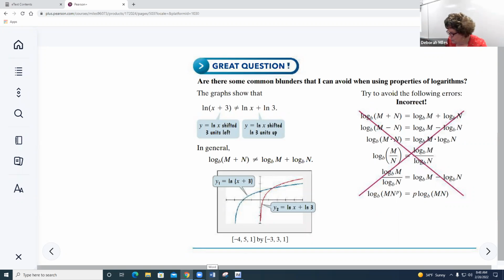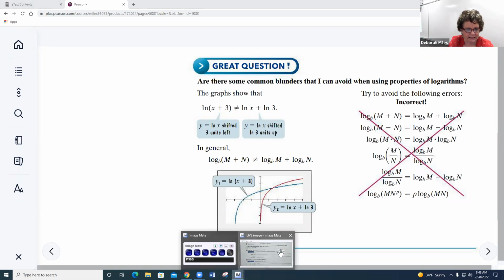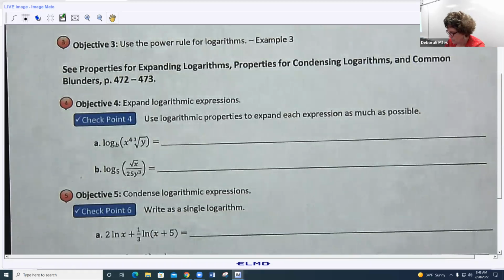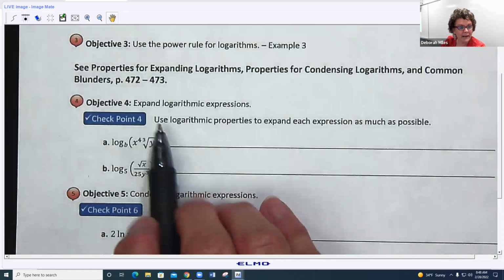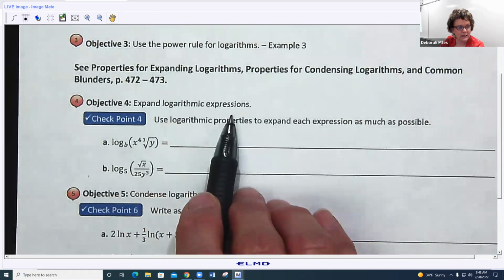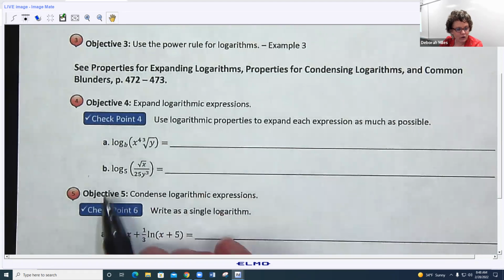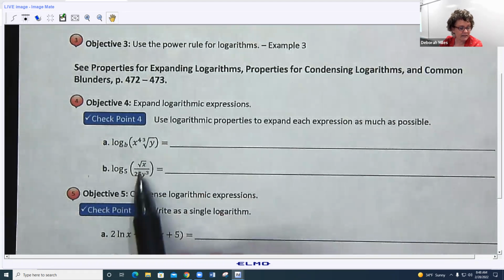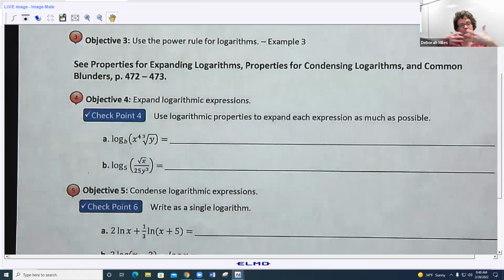All right, so let's use these properties to expand some logarithms and to condense some logarithms. Objective 4 says expand logarithmic expressions. Again, we do this in calculus, this B part. If I had to take the derivative of that, it would be much easier if I expanded the logarithm and then took the derivative of each term. That's why we're practicing this.